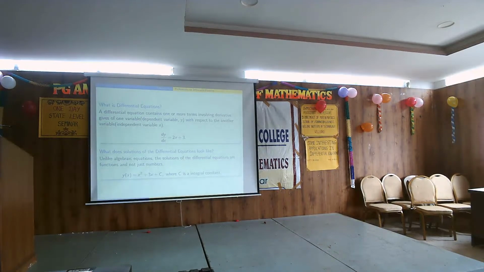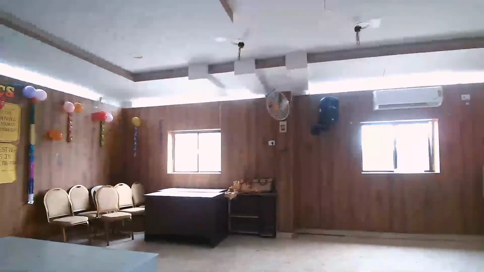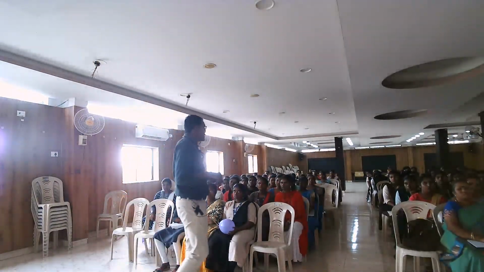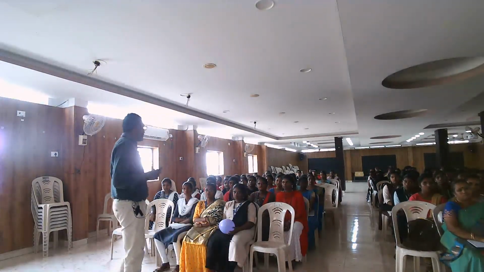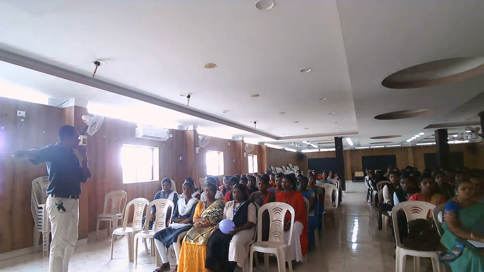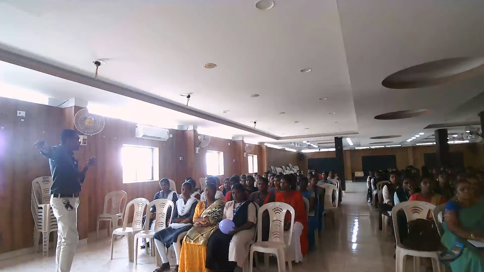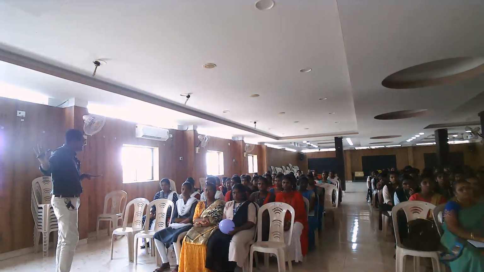So this is my solution: y equals x squared plus bx plus c, where c is the integration constant. We add an arbitrary constant because we don't have limits for the integral, so we must add it when we do the integration. Is it fine?